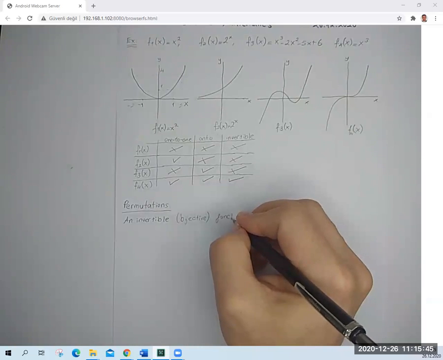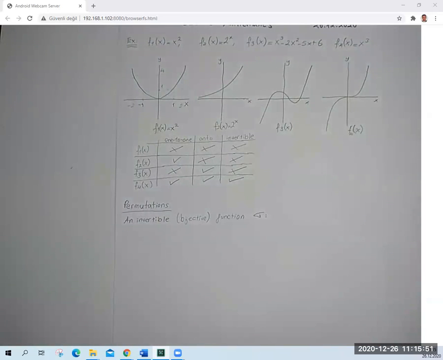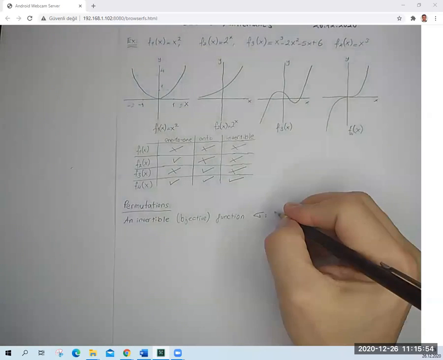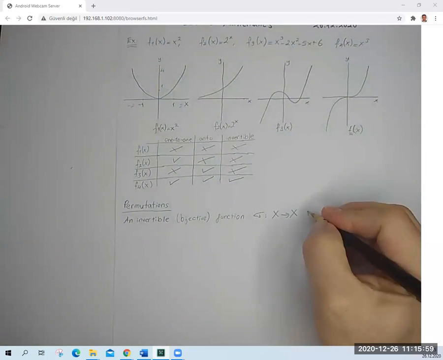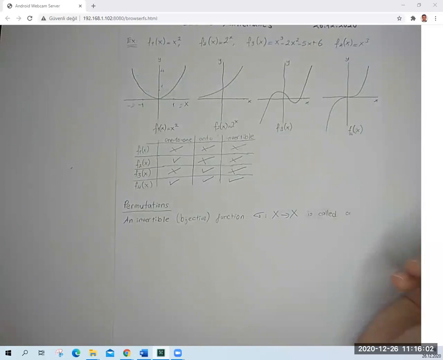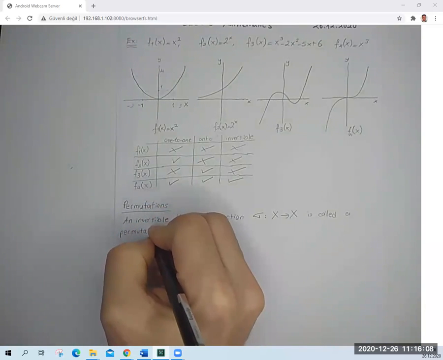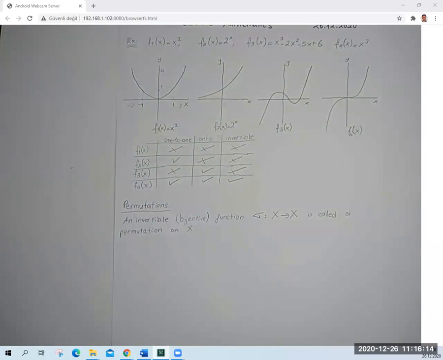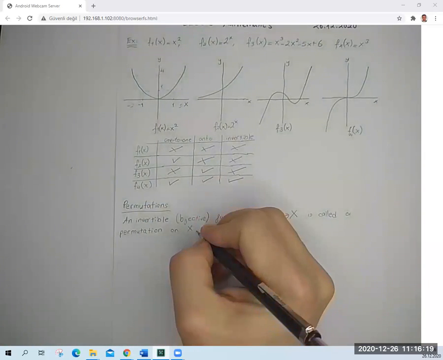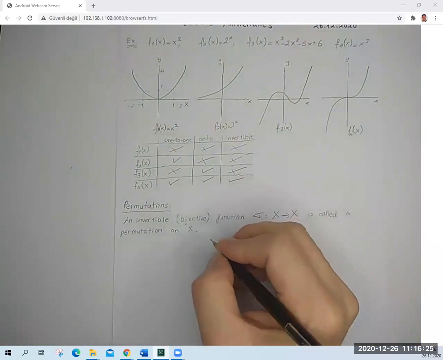A function sigma from x to x is called a permutation on x. So at that condition, we will say this is a permutation function. Invertible means one-to-one and onto are both working in that function.